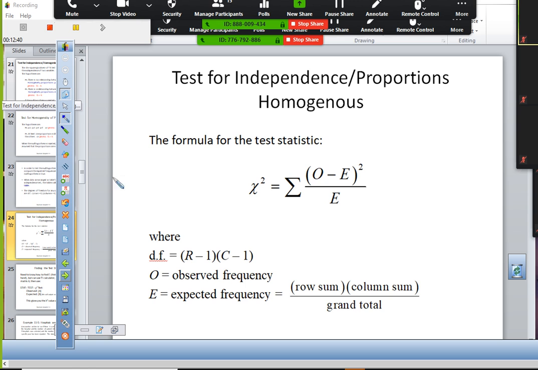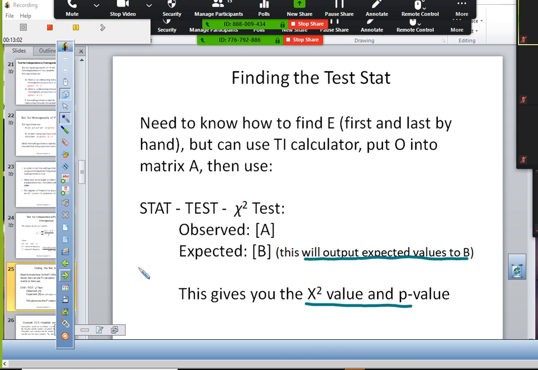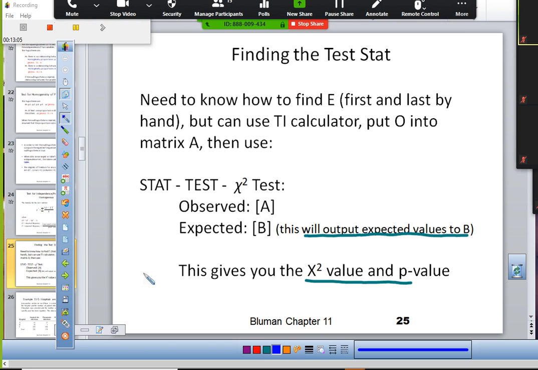And then our test statistic is exactly the same as before. The sum of our O minus E squared divided by E for every category. Our expected values are going to be our row sum times our column sum divided by the grand total. We're going to go over that in a couple of minutes. But let's move on to the test stat first. So I will make you find your expected values, but not all of them, just the first one and the last one by hand to prove to me you know how to do it and where those calculations come from.